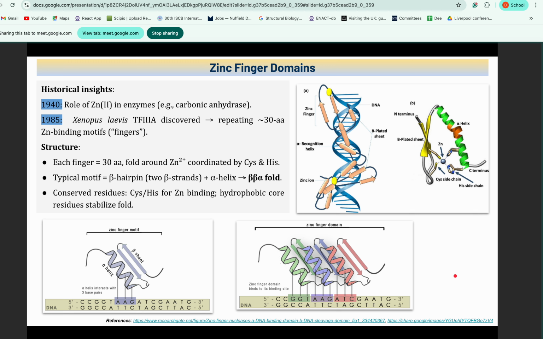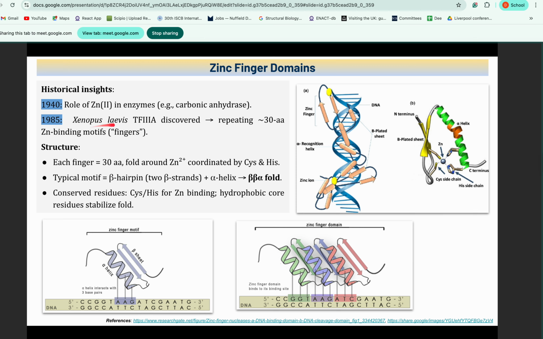Okay, now we'll talk about the zinc finger domains, because we have looked into the zinc finger domains that are present in the case of Fok1 nucleases, the three subdomains which we have seen. In 1940, the role of zinc in enzymes was studied. Specifically, when carbonic anhydrase was being studied, they realized that zinc ions are very important for the activity of this enzyme.